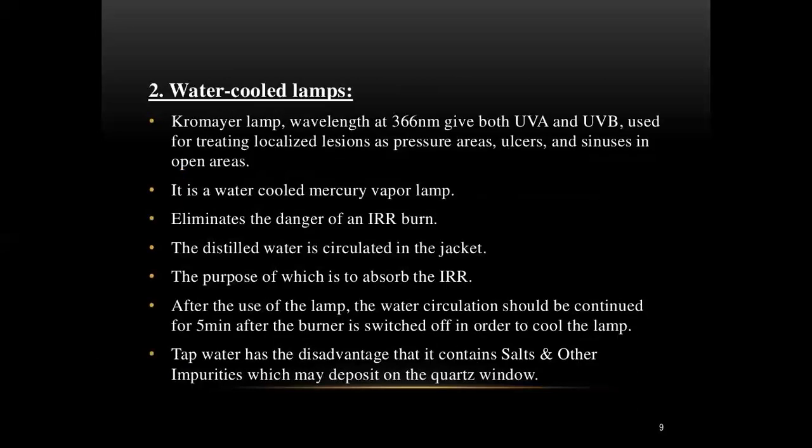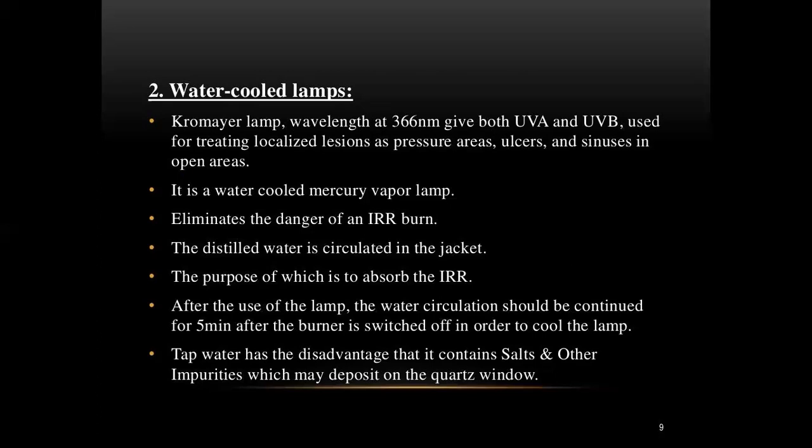Next up, the water-cooled lamps. The chromium lamp, with a wavelength of 366 nanometers, gives both UVA and UVB. It is used for treating localized lesions such as pressure areas, ulcers, and sinuses in open areas. It is a water-cooled mercury vapor lamp. It eliminates the danger of an IRR burn. Distilled water is circulated in the jacket, the purpose of which is to absorb the IRR.